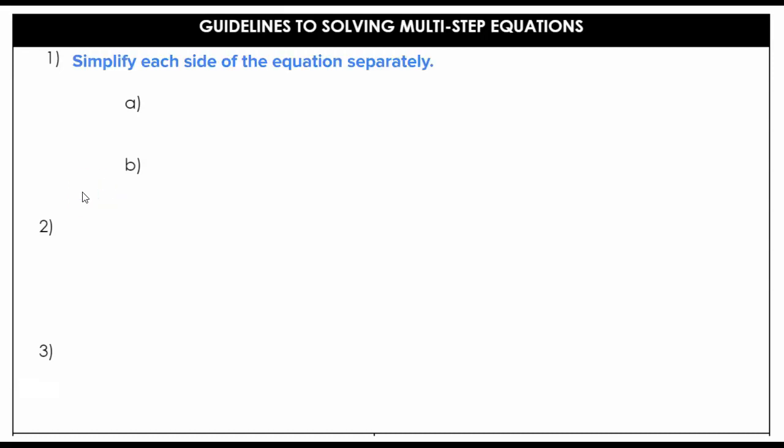First, we're going to simplify each side of the equation separately, meaning we're going to simplify the left side of the equation as much as we can, and then we're going to simplify the right side of the equation as much as we can before we do anything else. First, we're going to distribute if necessary, meaning we're going to multiply to get rid of the parentheses if we have parentheses. Then we're going to combine like terms as much as we can on the left side and the right side. So we're going to put things together as much as we can on each side separately before we move on.